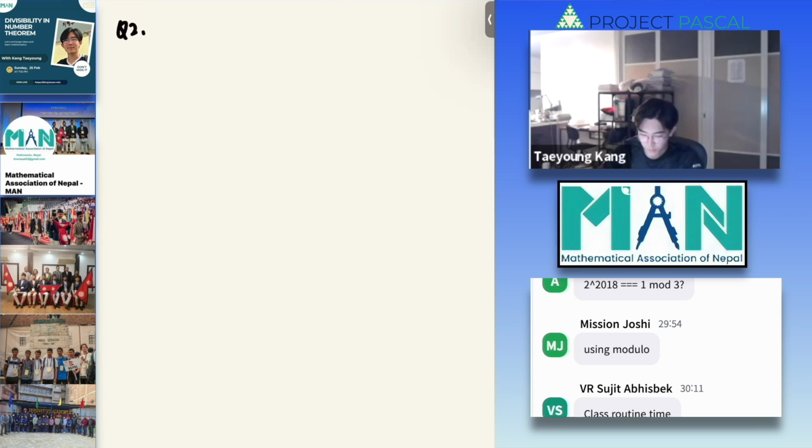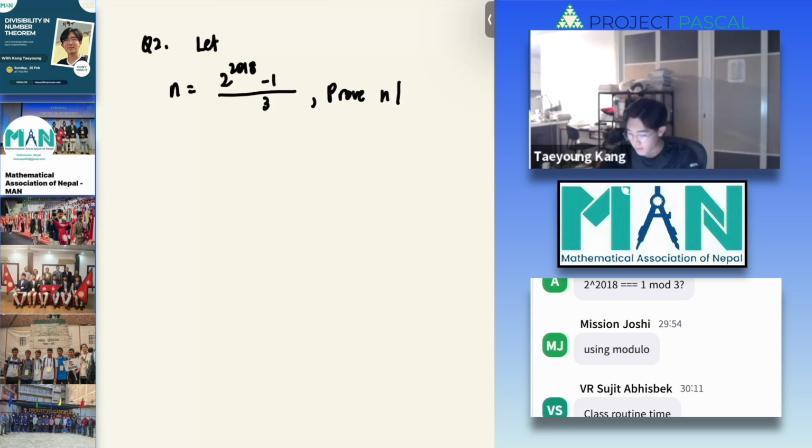Question 2. Problem number 2: let n be equal to 2 to the power of 2018 minus 1, divided by 3. Then prove n divides 2 to the power of n minus 2. Do you guys have any ideas as to how we would approach this problem? If you have any ideas, just send them to the general chat on the Discord. Just shoot ideas, it's fine.